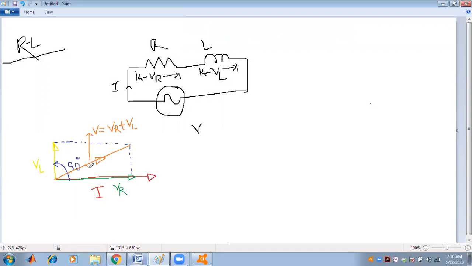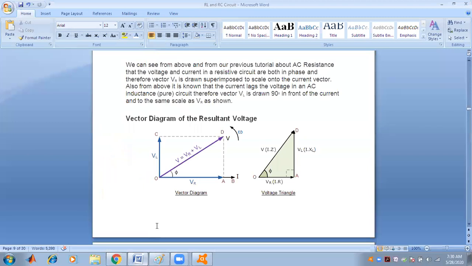It is seen that the resultant value of the voltage V is leading the current I by some angle, called phi. The resultant voltage of an RL circuit is leading by an angle, say theta. The resultant voltage V, which is leading the current I, is leading by an angle theta. It is clearly seen from the phasor diagram. This is called the vector diagram.